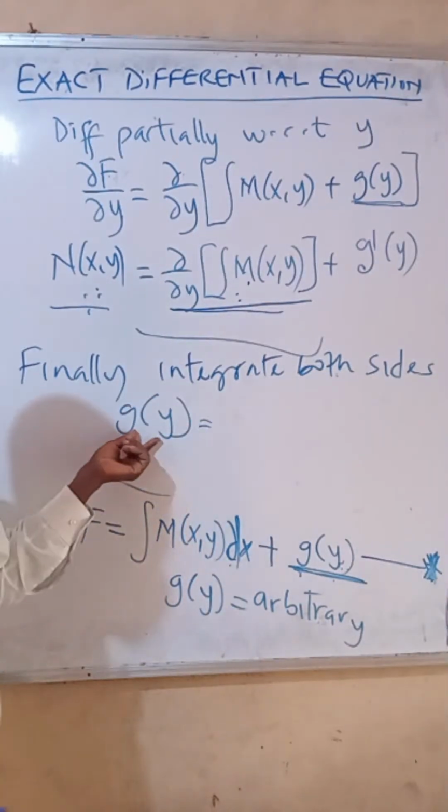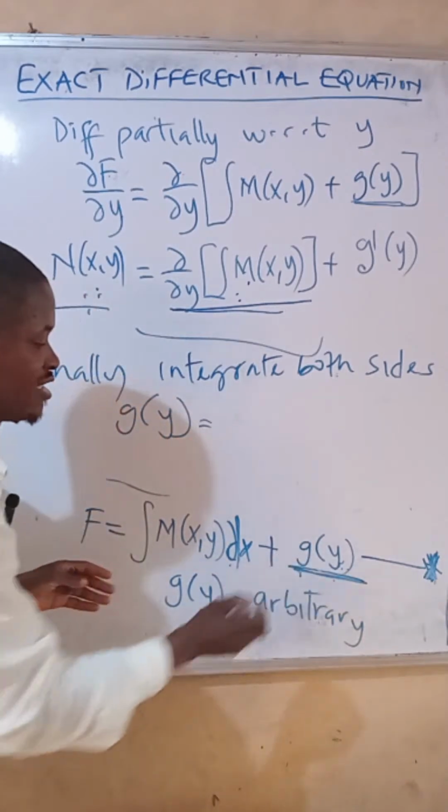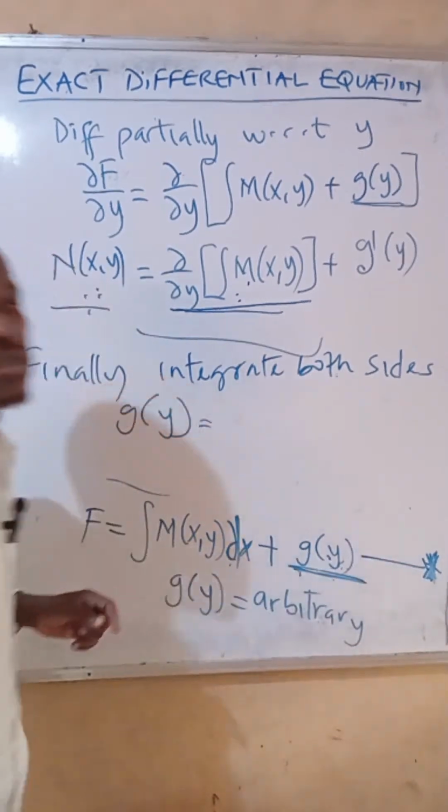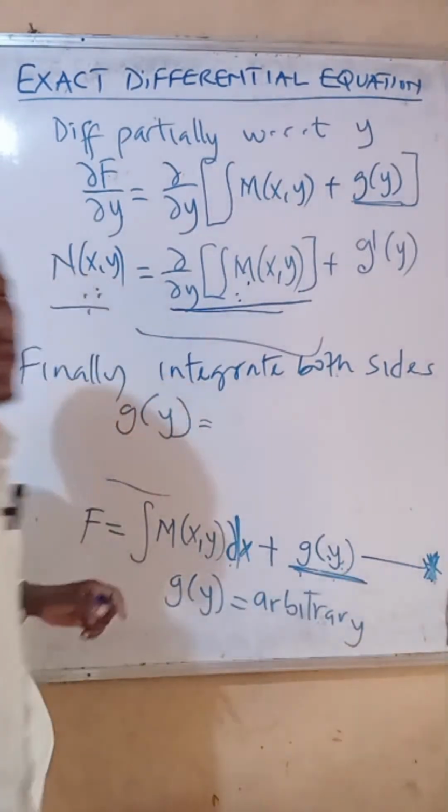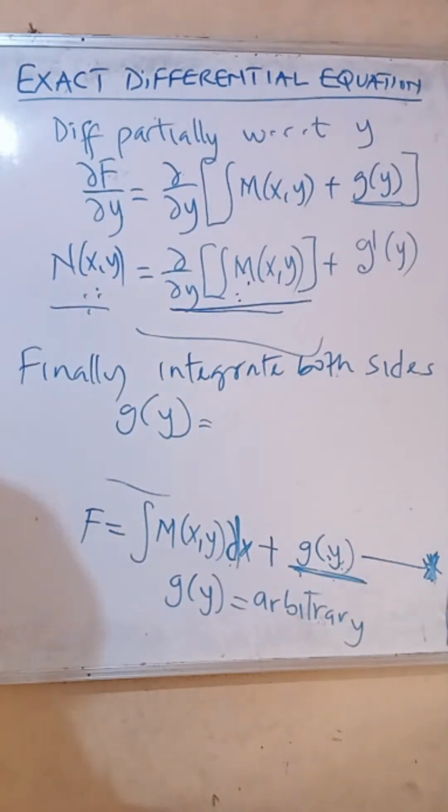Once you get your g of y, you come back here and substitute into the equation that I marked with an asterisk. That is how to solve an exact differential equation.